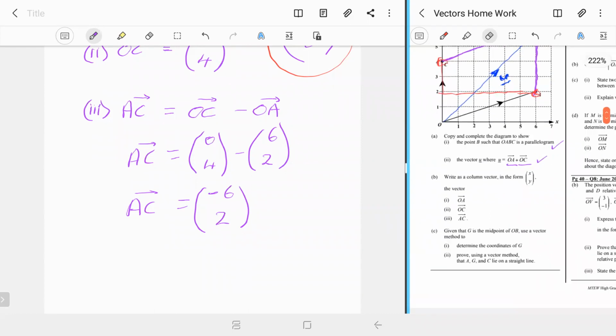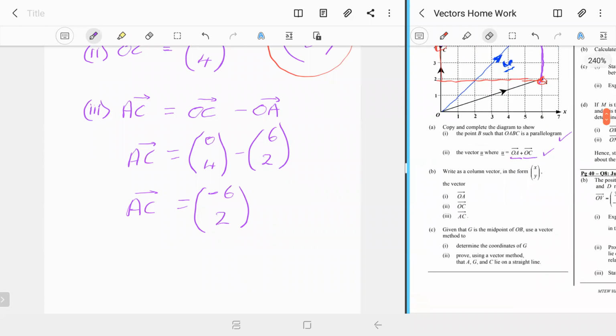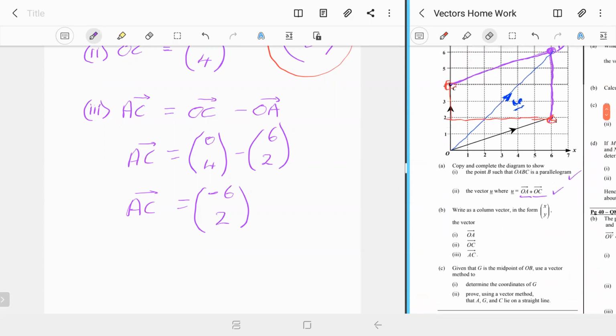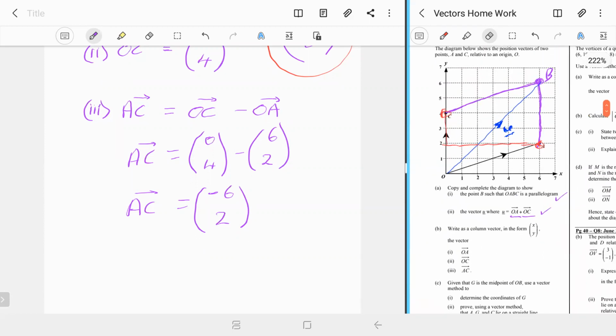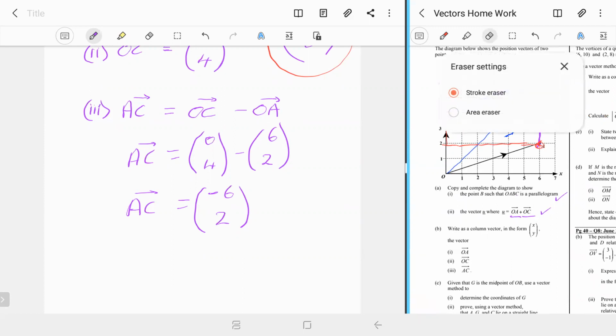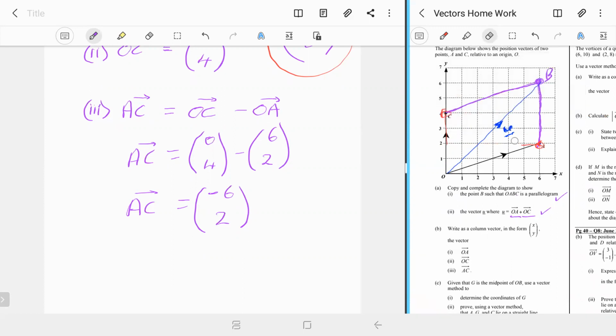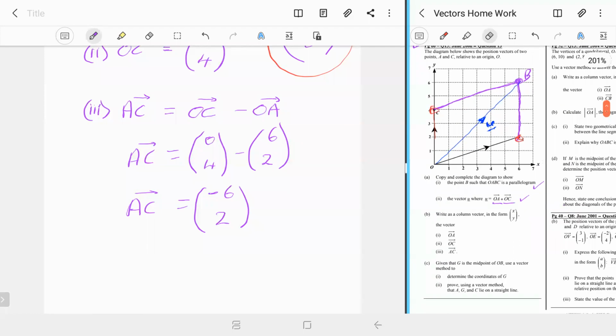Our next part, the last part, says G is the midpoint of OB. All right, so let's go on the diagram now. The diagram will tell me where it is. Watch this. Let me remove this. Remember that OB was 6, 6, all the way up here. So the midpoint must be 3, 3 right here. That's where G is. Halfway of 6, 6 must be 3, 3.